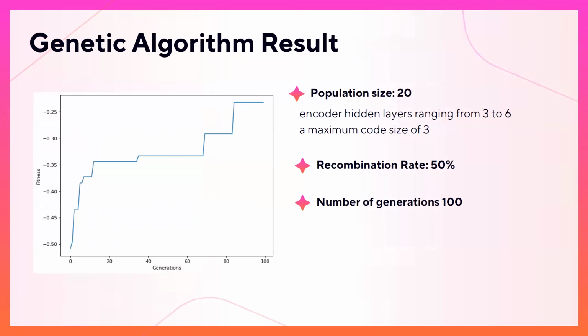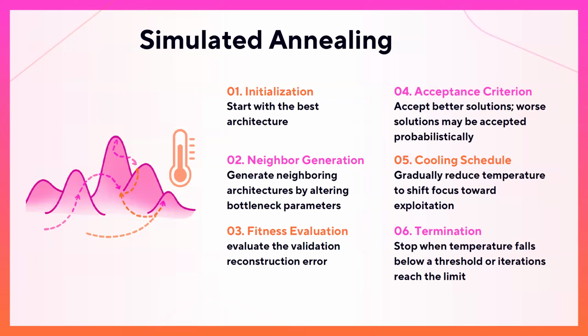So let's look at what happened here. Using a population size of 20, we ran this for 100 generations and recorded the architecture to be used by the next step. As you can see in the graph, the reconstruction error decreased from 0.5 all the way to 0.23 at the end of the genetic algorithm step. The key here is the reconstruction error always.